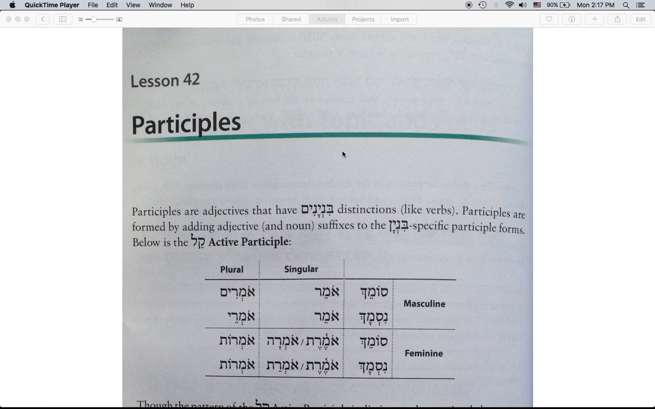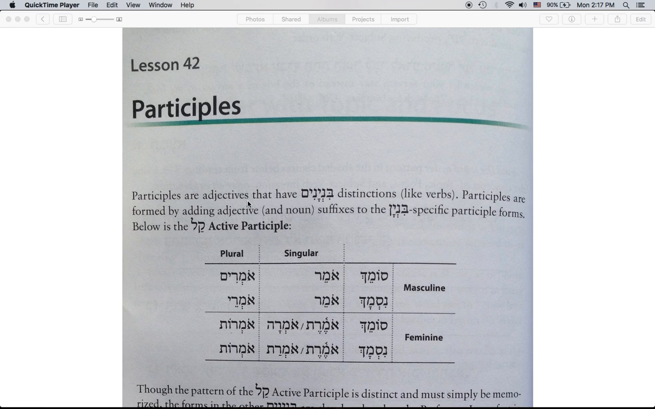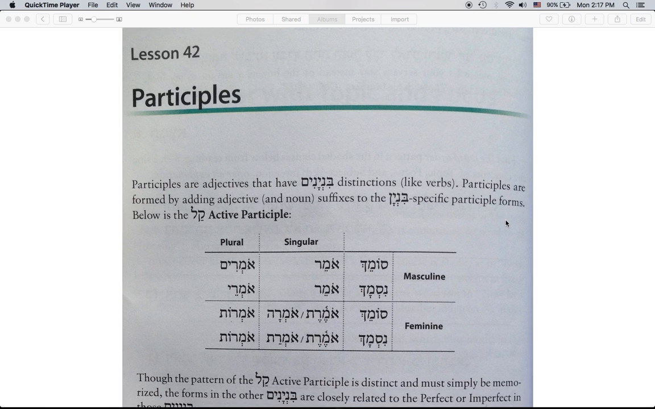In lesson 42, we learn about participles. Our authors tell us that participles are adjectives that have binyanim distinctions like verbs. Participles are formed by adding adjective and noun suffixes to the binyanim specific participle forms.